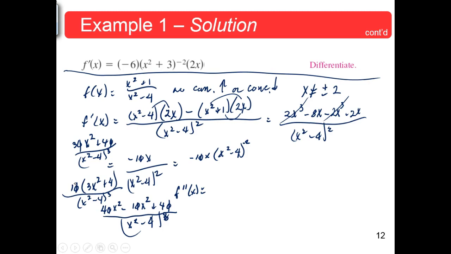All right. I'm going to write down what my second derivative is. And I factored, you don't have to, 10 times 3x squared plus 4 over x squared minus 4 cubed. Now, I hope that's what they got. Y'all keeping track with me? Hey, look at that. They did, didn't they?